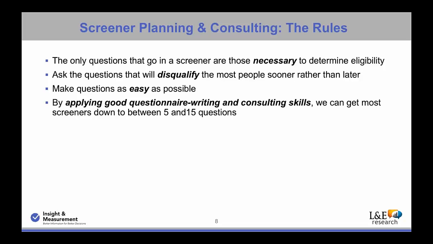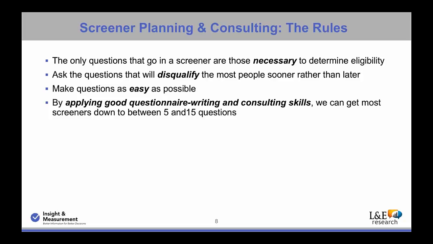Screener planning and consulting. This is before we write questions in our screener. These are the rules. I call this screener hygiene. I have to say this. Really, so many of the screeners are way too long. The only questions that should go in a screener are those that are necessary to determine eligibility. Disqualify people early.